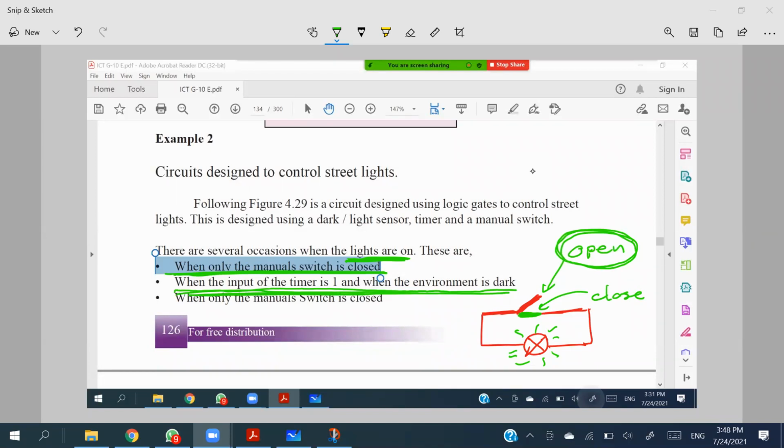Yeah, Ravindu, it's not only that the environment is dark, the timer should be in between 6 p.m. to 6 a.m.